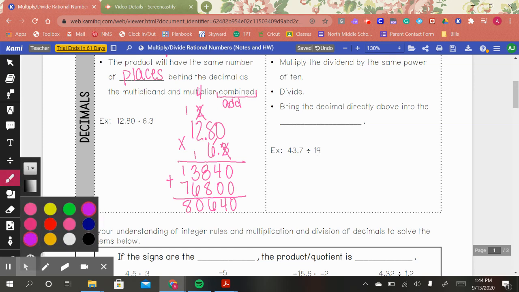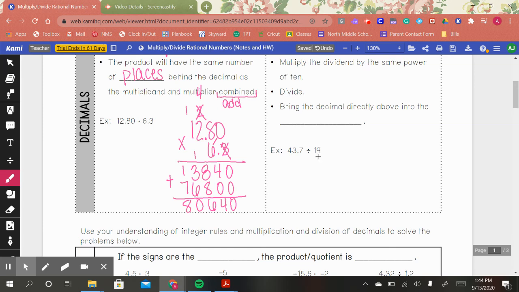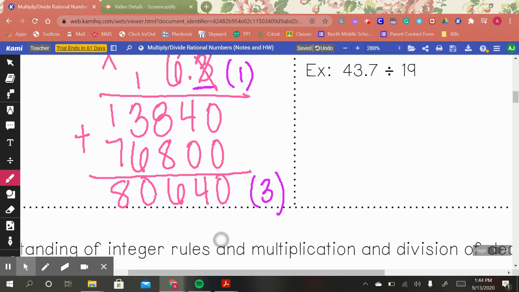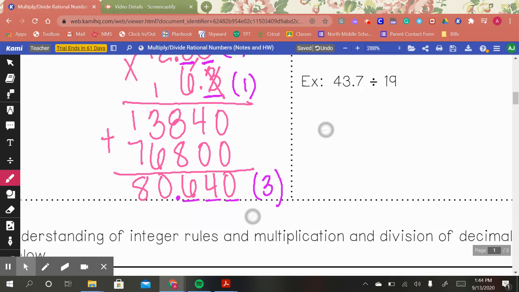Now we are going to combine the places behind the decimal. I'm going to switch colors just so you can see. My first number that I multiply by has 2 places behind the decimal. My second number only has 1 place. When I combine them, 2 plus 1 is 3. So that means that my product will need to have 3 places behind the decimal. So we start at the back side of the number. I'm going to count 1, 2, 3, and then I'm going to put my decimal point.